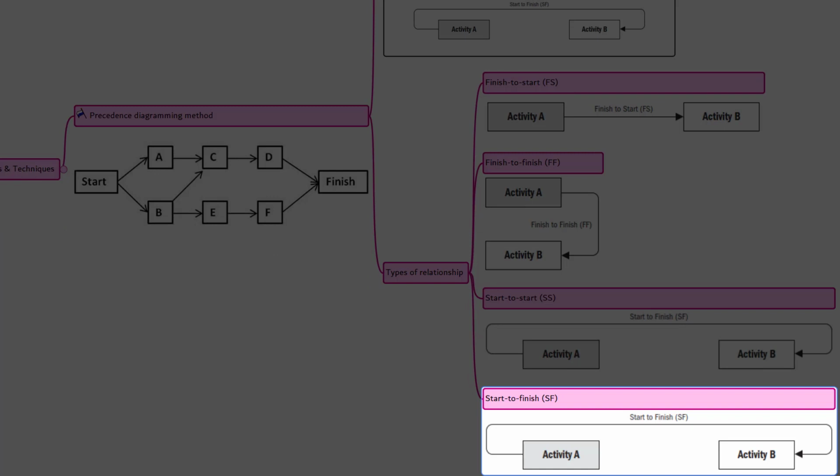Now, let's look at the next one, start to finish. Again, let's look at the picture. By the way, all these relationship pictures are taken from the PMBOK guide, figure 6.9. Okay, let's continue to start to finish relationship. A logical relationship in which a predecessor activity cannot finish until a successor activity has started. One of the classical examples is new software development. Let's say you want to roll out a new accounting system. You cannot roll out unless the old accounting system is shut down. Otherwise, you will end up having two parallel systems which will cause confusion.